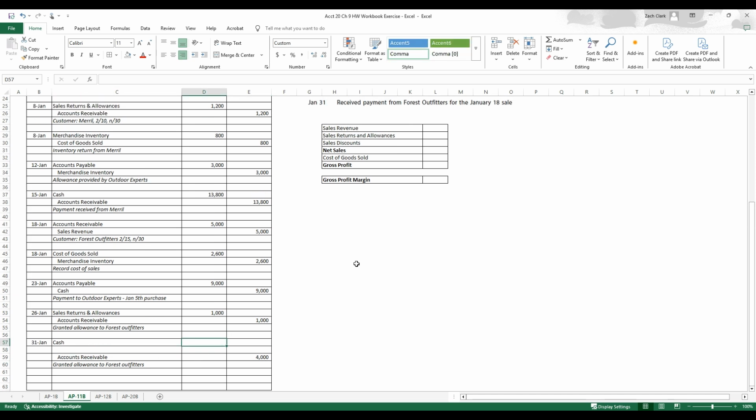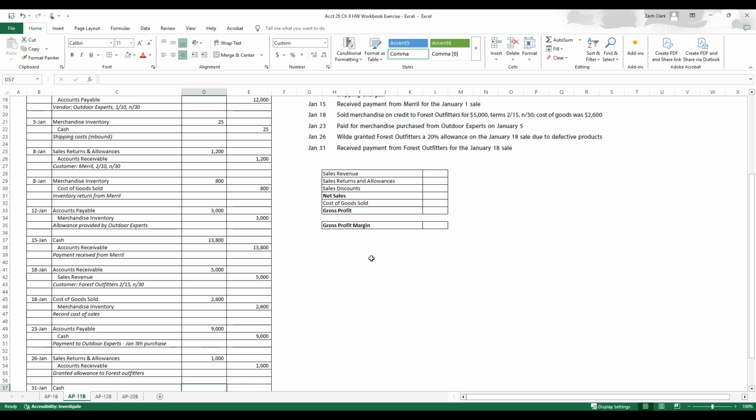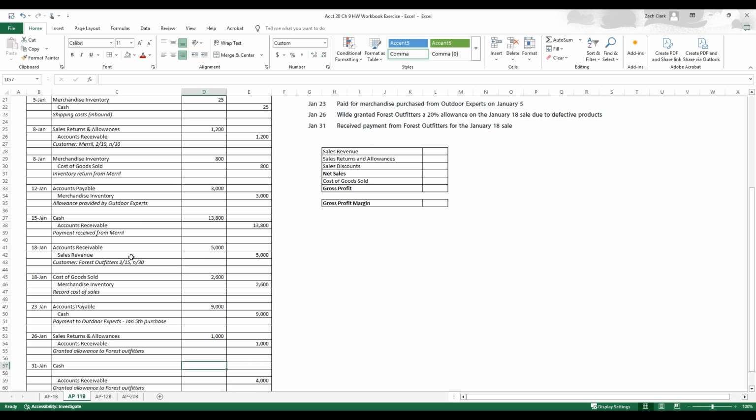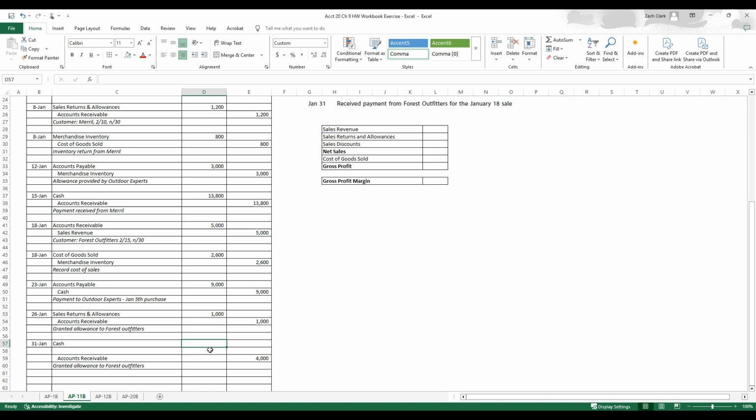But they're going to pay us less than the full amount because they paid us within the discount period, and they're going to get a 2% discount, right? So the cash that we receive is going to be 2% less. In other words, it would be 98% of the total that we're going to receive. So we could say 98% times the 4,000 is 3,920.